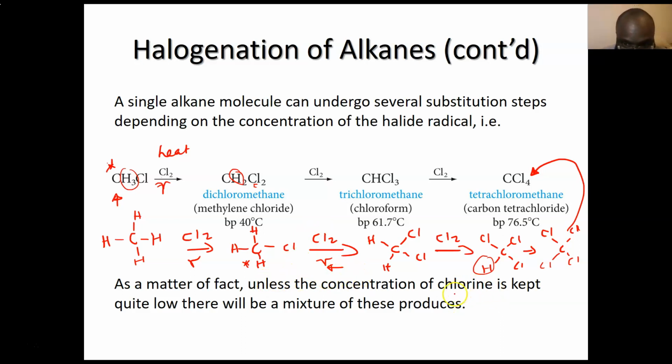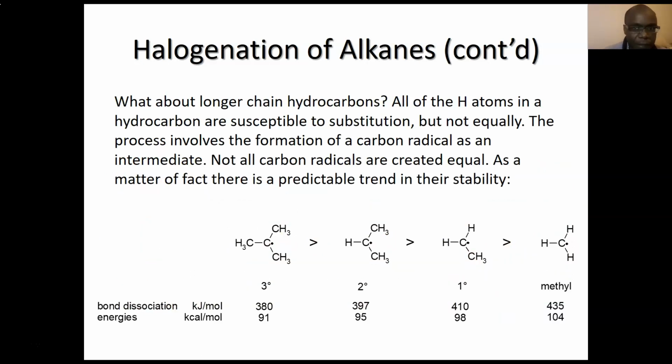If you don't keep the chlorine quite low, there's going to be a mixture of all these products: monochlorinated, dichlorinated, trichlorinated, and tetrachlorinated. So tetrachloromethane, trichloromethane, dichloromethane, and monochloromethane. Those will be mixtures. So you really have to control the amount of chlorine you're using, otherwise it will keep on reacting.